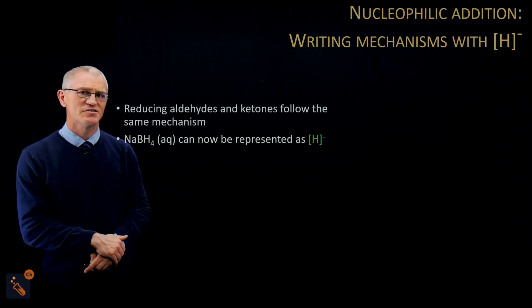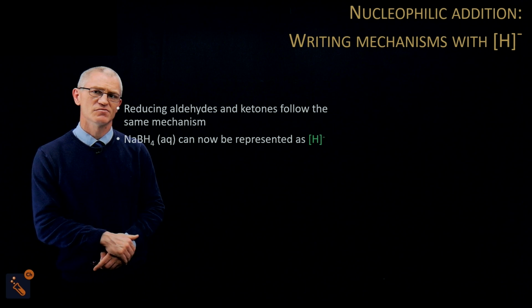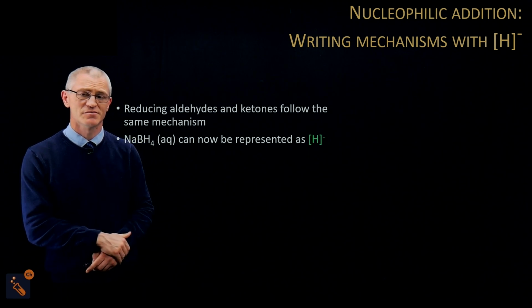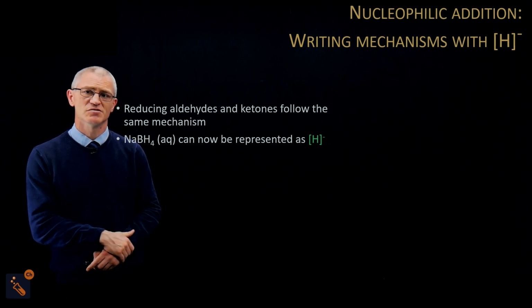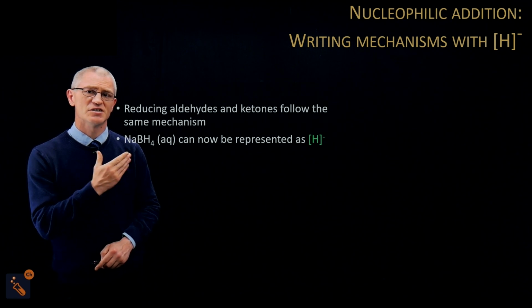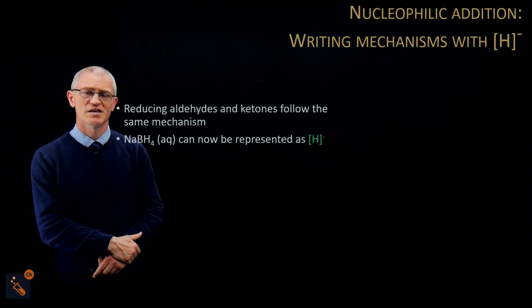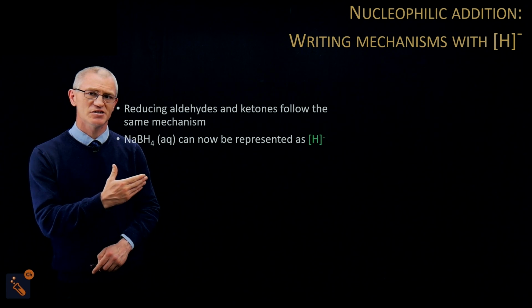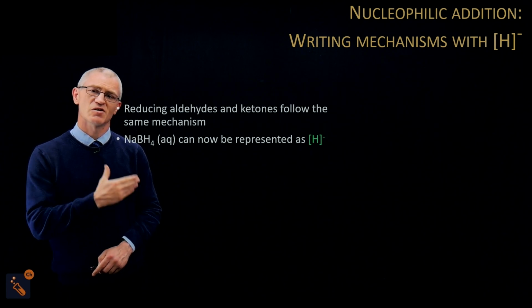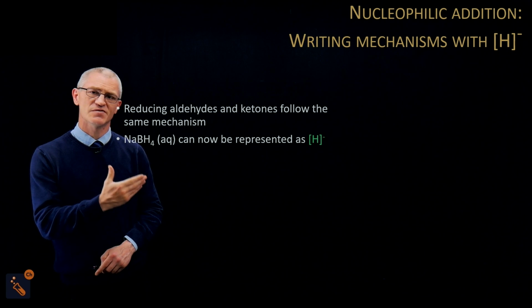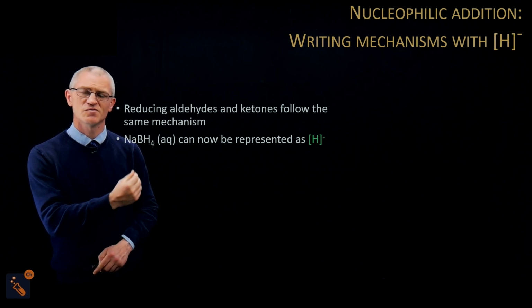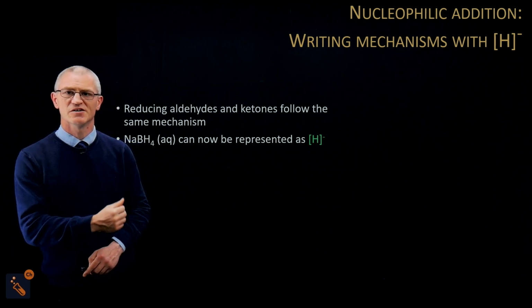I'm going to write the mechanism now. Reducing aldehydes and ketones has the same mechanism. So again, I can show you the first one and you can do the second one. The NaBH4 is represented as H minus, and that's our nucleophile. The H minus is a nucleophile, and if you remember the definition, it donates a lone pair of electrons to form a dative covalent bond.